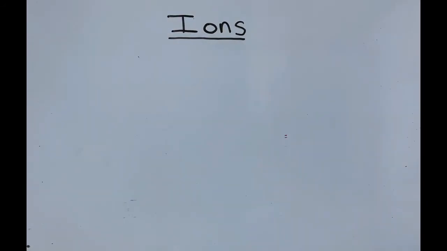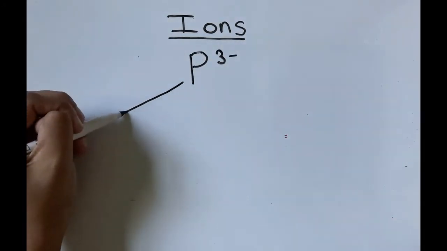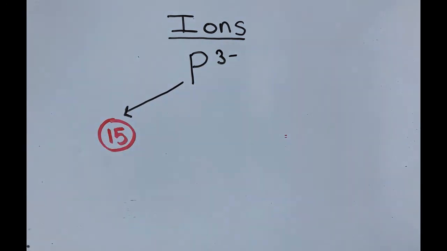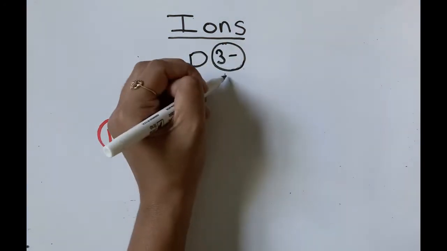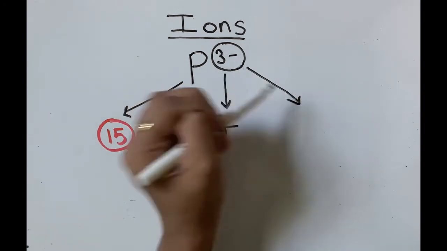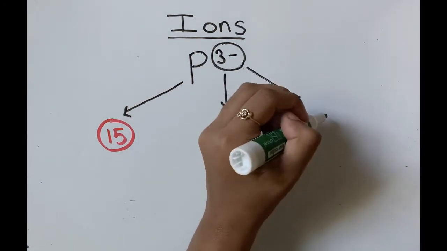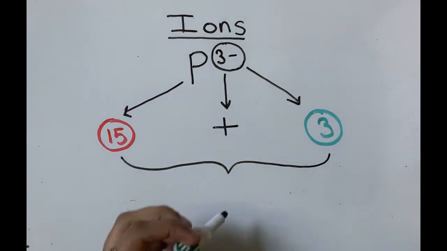Let's go over some ions to make sure we fully understand this. Look at P3-. P, or phosphorus, has 15 protons. 3- lets us know that there is a negative charge of 3. To get a negative charge, we have to add electrons. So this ion of phosphorus has 15 plus 3 electrons, or 18 electrons in total.